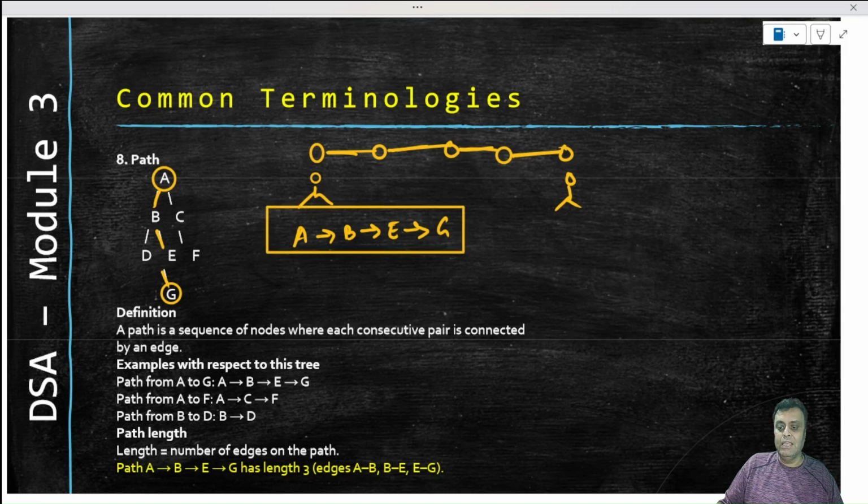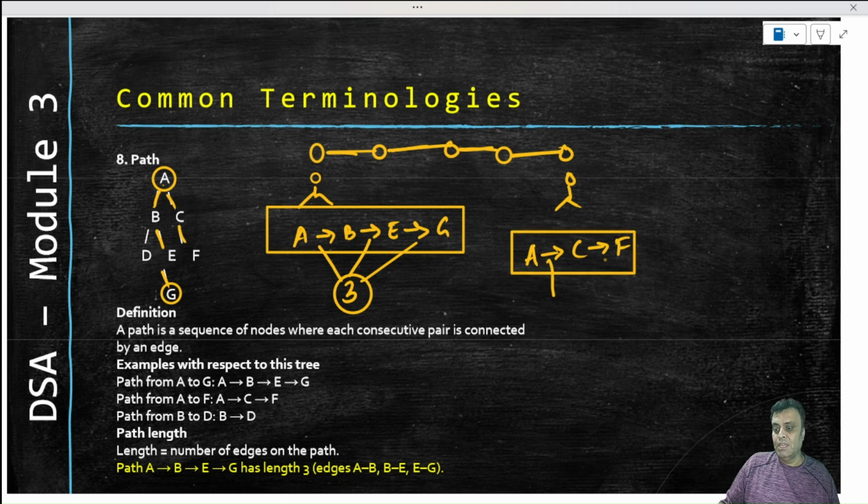What is my path length? Count the number of edges. 1, 2, 3. So you have a path length of 3. So to go from A to G, you have to traverse a path whose length is 3. Suppose I have to go from A to F, then I go from A to C to F, right? So this is the path I will choose. Then what is my path length? Count the number of edges. A to C is 1 edge, C to F is 1 edge. So 2 is my number of edges, which means 2 is the length of that path.